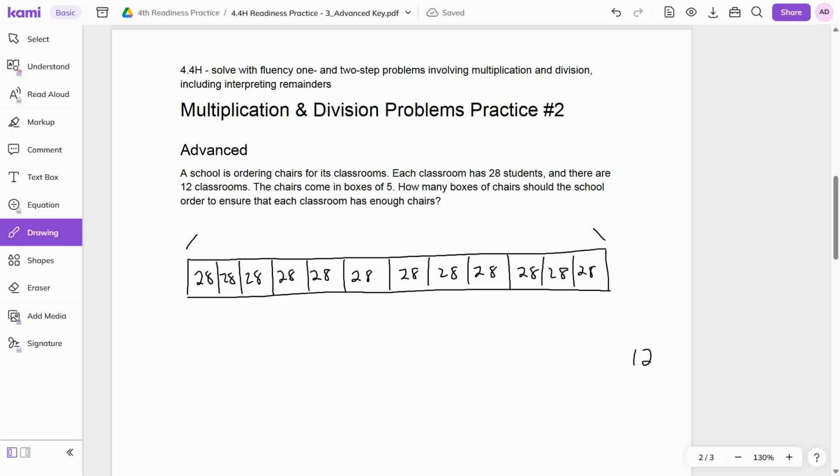12 times 28, that's a 2 by 2. So that's going to be 16. It's 8, that's 9. And then that's just going to be 24.